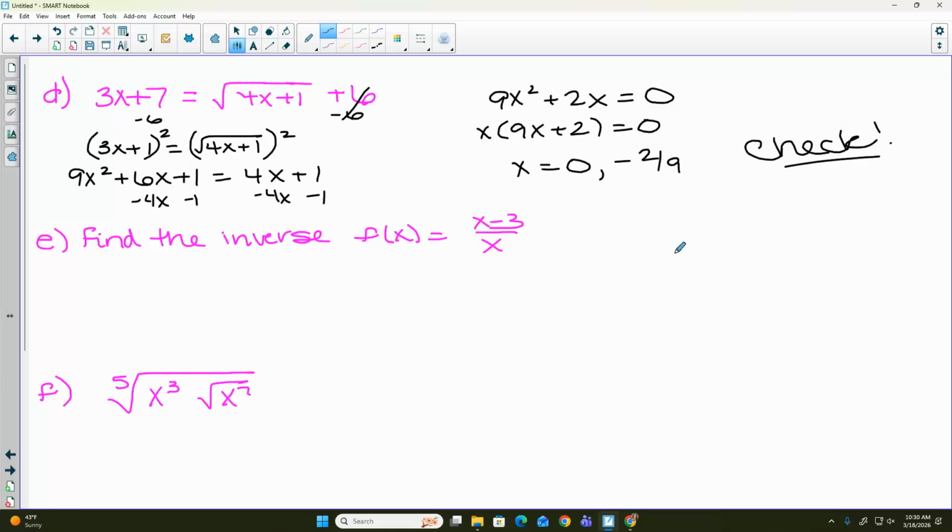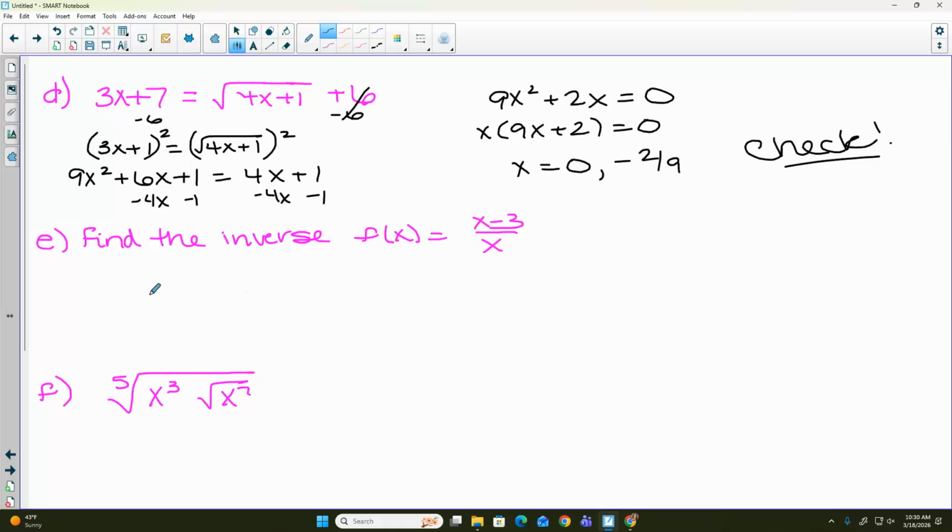Are you guys okay if I skip the checking step? I don't really know which, or might be both of them, maybe neither. I don't really know when we check them, but you guys could do that. I know the 0 should work. I don't know about the -2 9s.